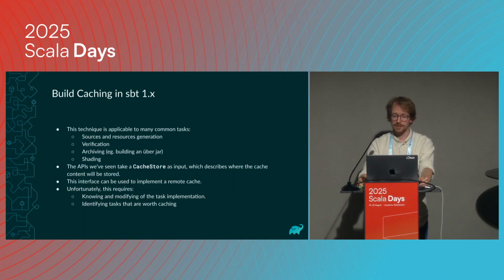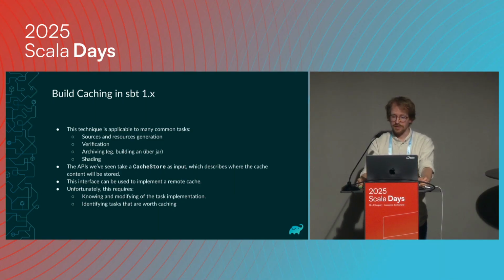So we can apply this technique to many common tasks in SBT. For instance, that would work for sources and resource generation, which most likely you don't have to regenerate on every compile. We can do it for verification, like we've just seen. You could do it for archiving, for instance if you're building an Uber jar, or for shading: if your input jars haven't changed, why would you need to reshade them?